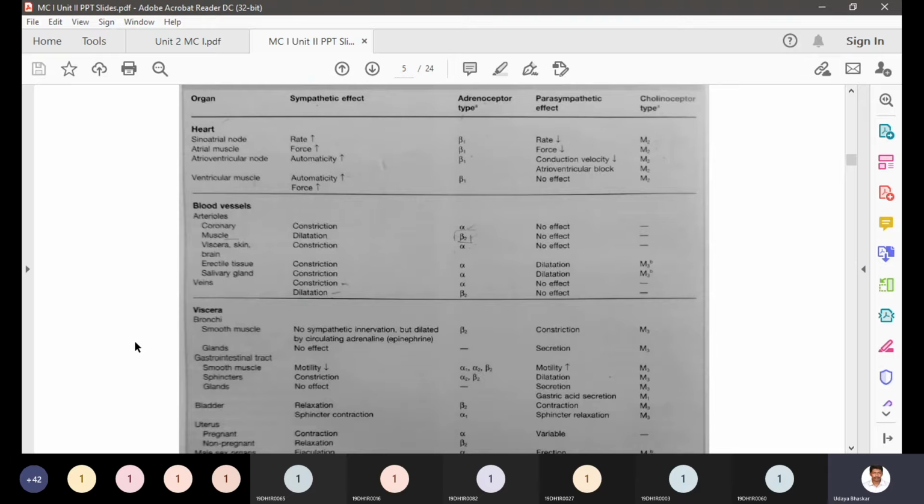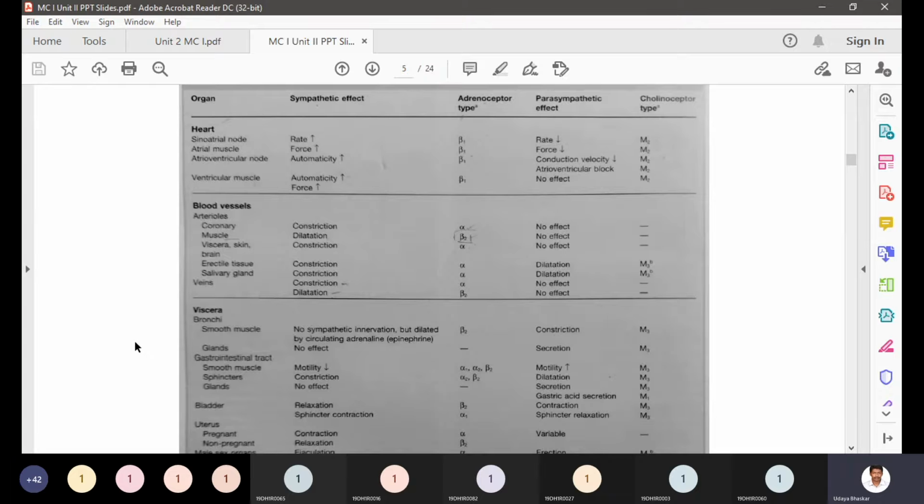The sympathetic nervous system will increase the heart rate, the force of contraction at the atrial muscle, and the automaticity at the AV node. That means regular production of the signal. In the ventricular muscle, automaticity is also increased and force is also increased. So on the whole, it will increase the heart rate.